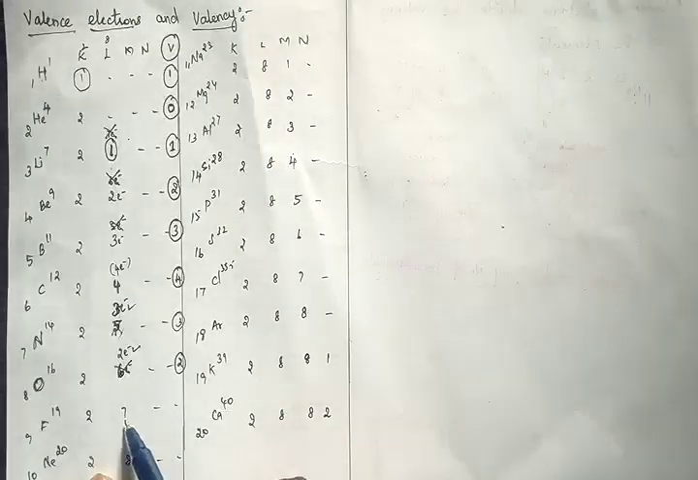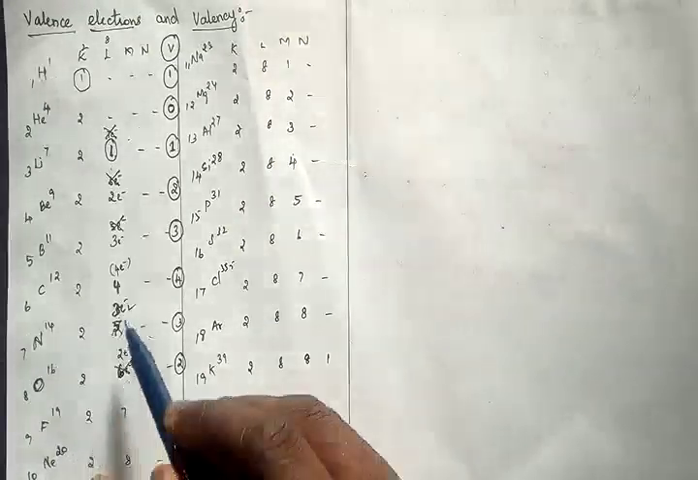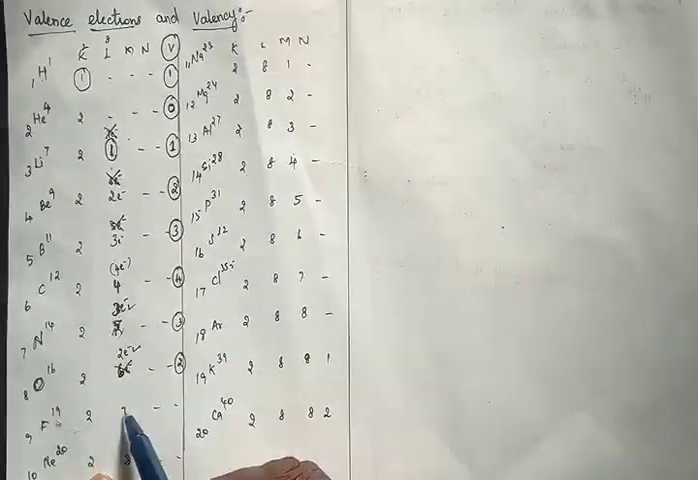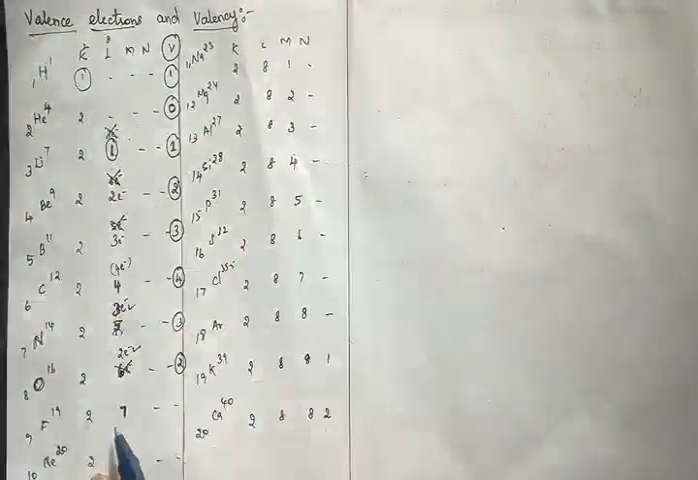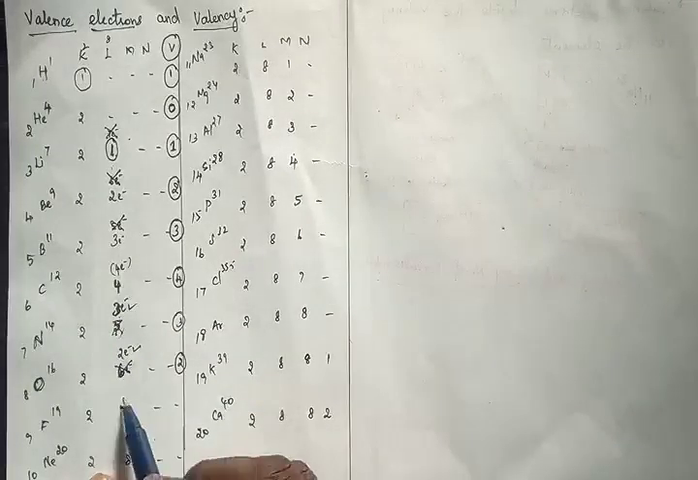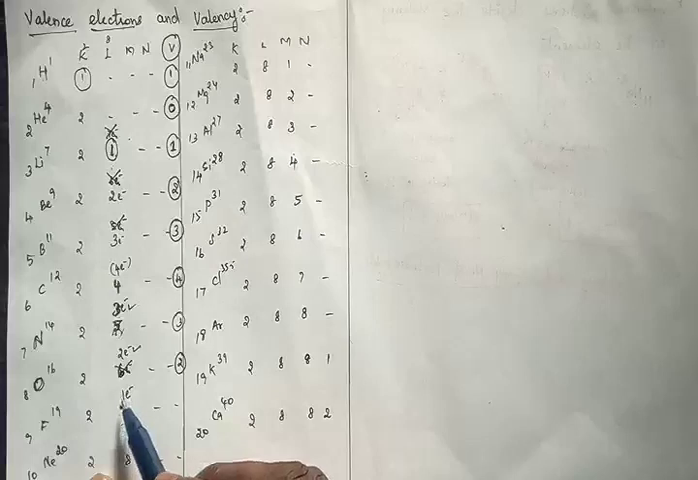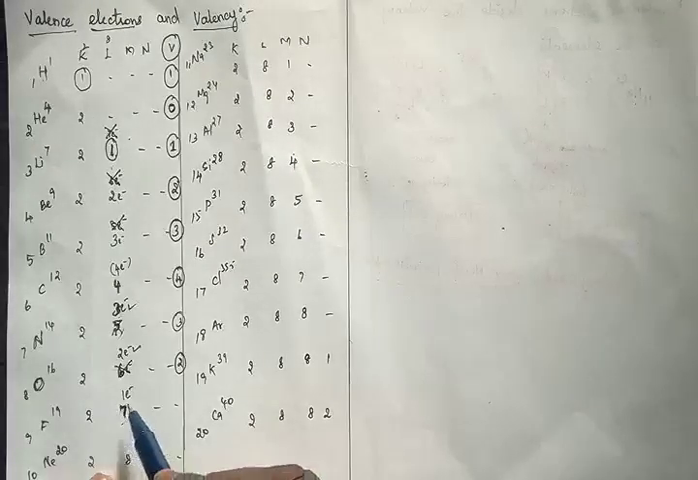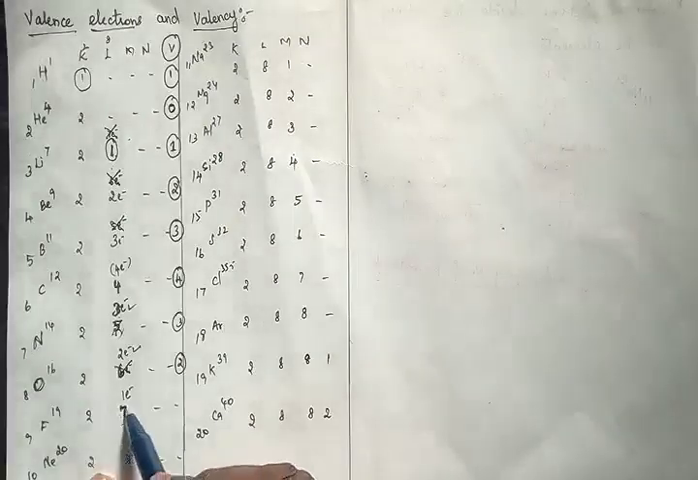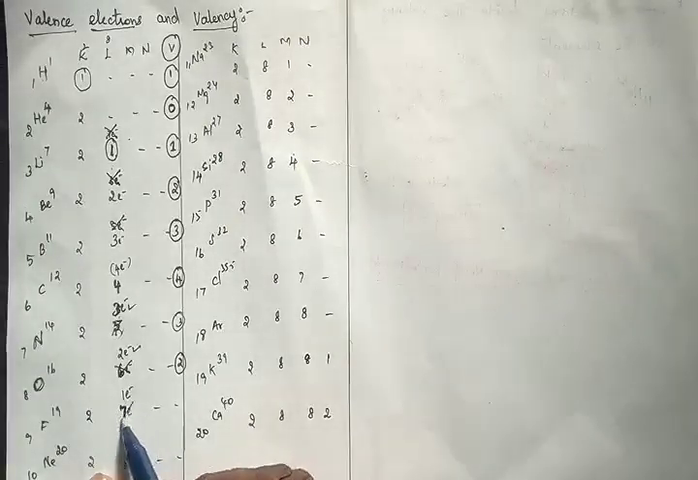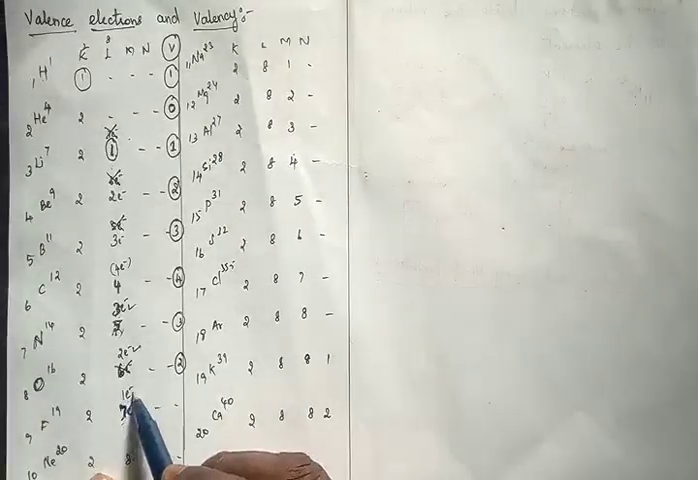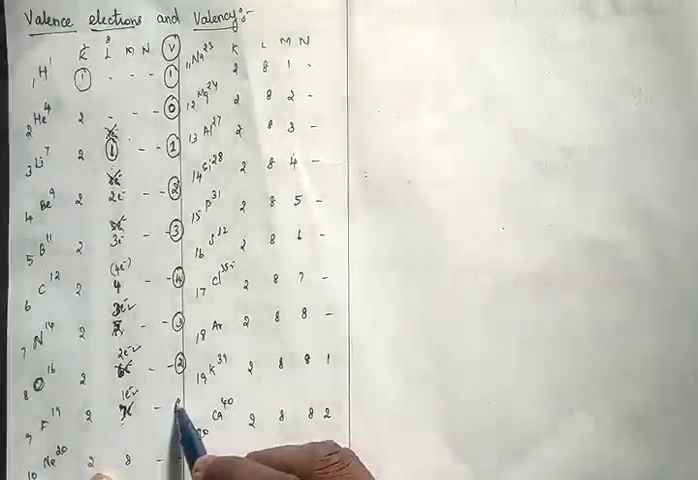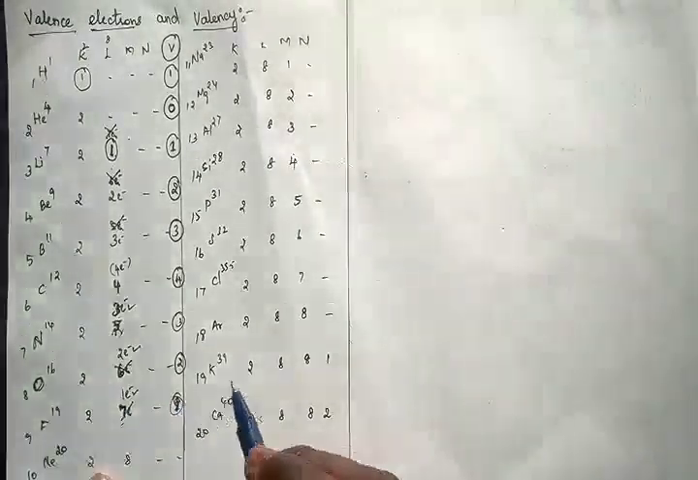The next one, fluorine. You can easily see that in fluorine the last shell has 7 electrons. The last shell capacity is 8. So it needs 1 electron to fill the shell and gain the stable electronic configuration. So losing these 7 electrons is difficult. Gaining 1 electron is an easy process. So the valency of fluorine is 1.